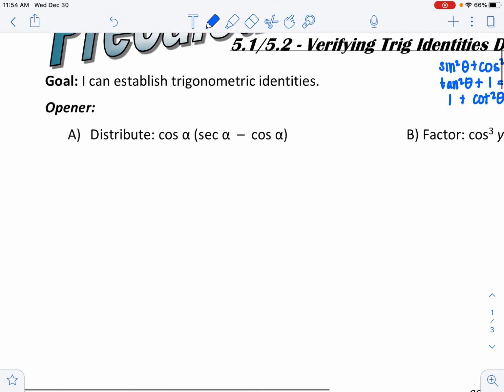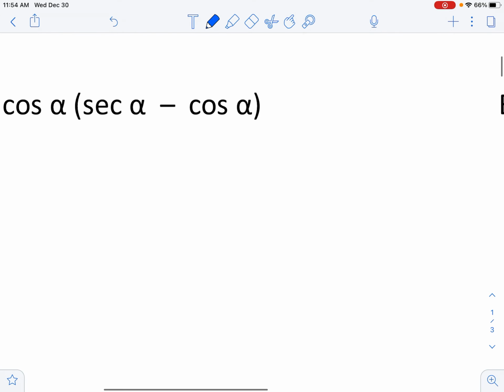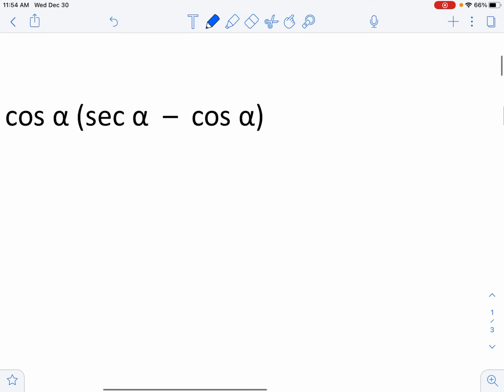Okay, let's get started. So let's say you get to a problem. I'm going to get rid of the word that tells you what to do right here. So let's say you get to a problem and you're like, I don't know what to do. I see secant and cosine, there's nothing squared here. Can I replace secant with 1 over cosine? Yes. Is that going to be helpful? I don't know. It could be, okay?